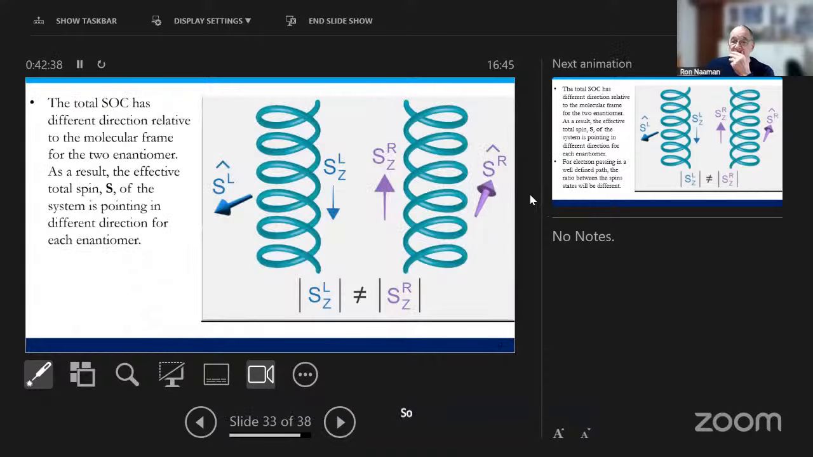So here's the story. Basically, think about it. We have an electron moving, let's say on this path. We will call it Z. The total vector is either this or this, and you see the projection of this vector on Z will be very different.